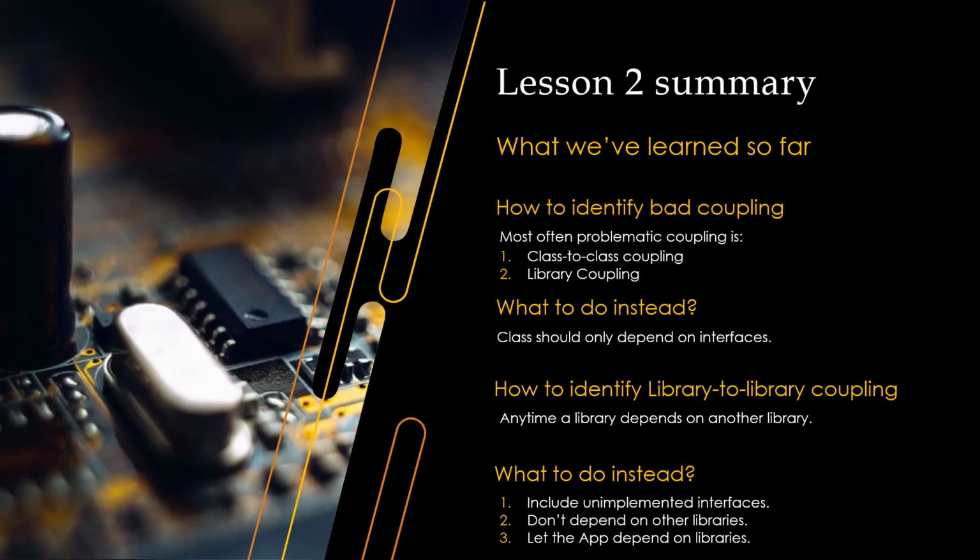How to identify bad coupling. Most often problematic coupling is class to class and library to library coupling. What to do instead? For classes, you should only depend on interfaces. For library to library coupling, anytime a library depends on another library, you can identify it. What to do instead? Include unimplemented interfaces. Don't depend on other libraries. Let the app depend on the libraries, and also have the app implement some of those unimplemented interfaces.